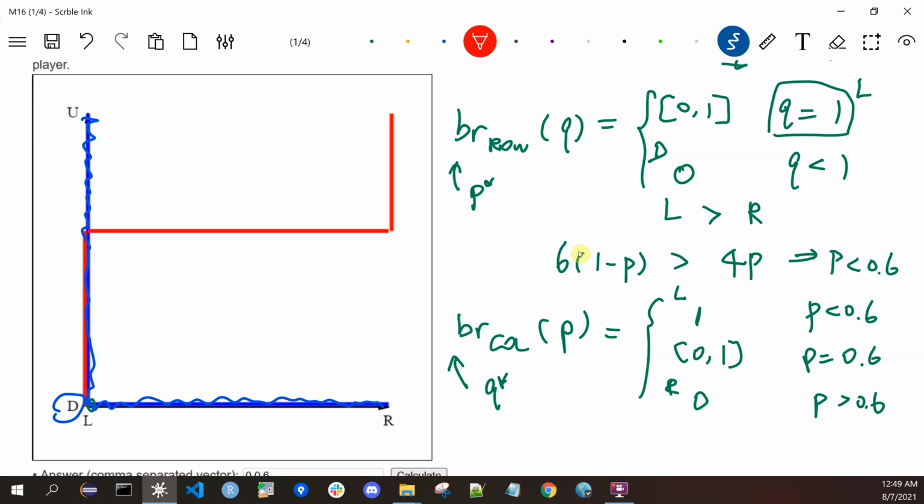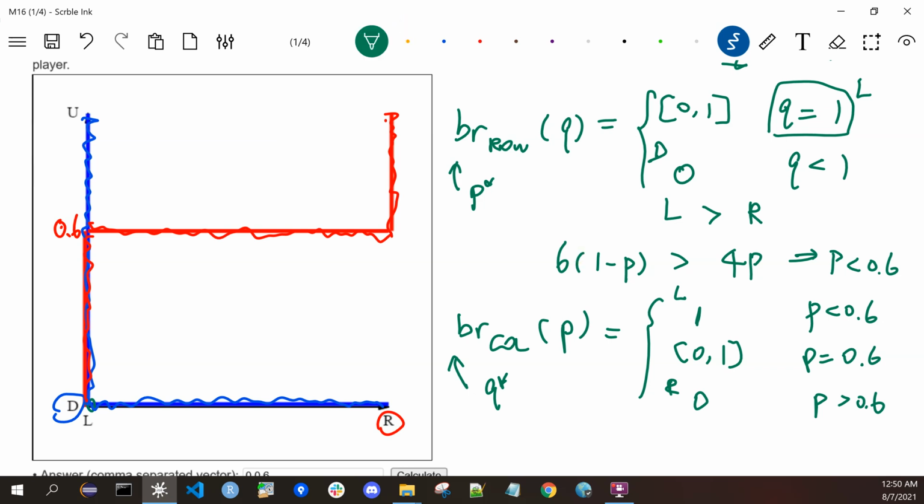P is the probability of playing U. So when P is less than 0.6, so this point is 0.6, I'm going to play L. So this is why we have this region here. And when P is larger than 0.6, in that region, I'm going to play R. So this corresponds to R. That's this region. And in between, I don't care. So that's how we get the best responses.